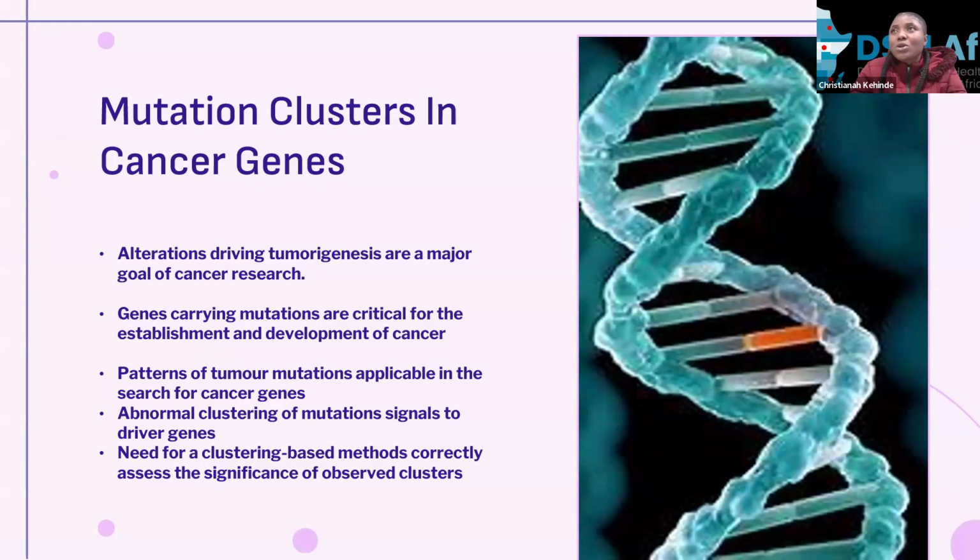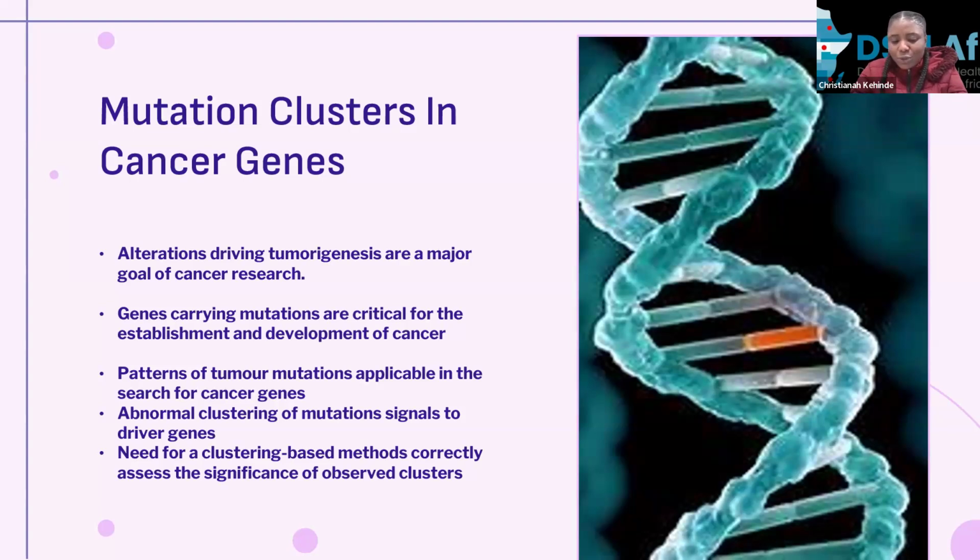Why? Because when we talk about mutation, it's an alteration. It's an alteration that happens during tumorigenesis. That is the progression or the transition between normal cells to cancer cells. So now it becomes very important to study the pattern of tumor mutation and how effective it can be in the identification of cancer genes.